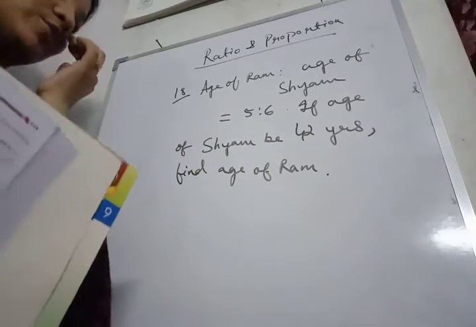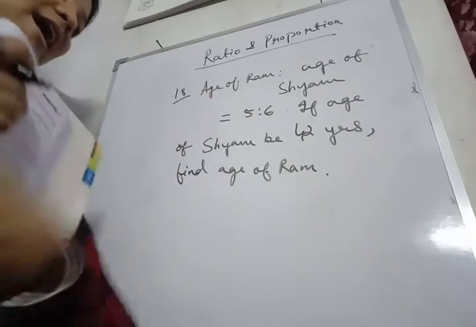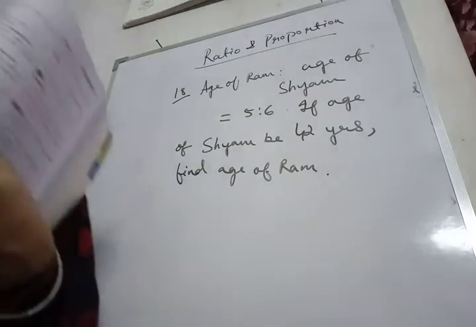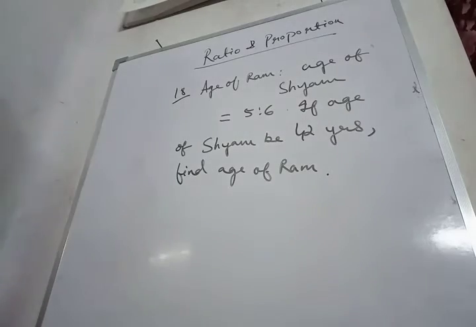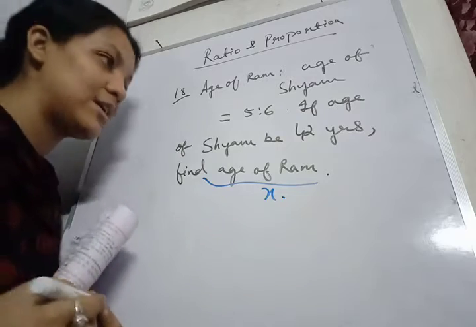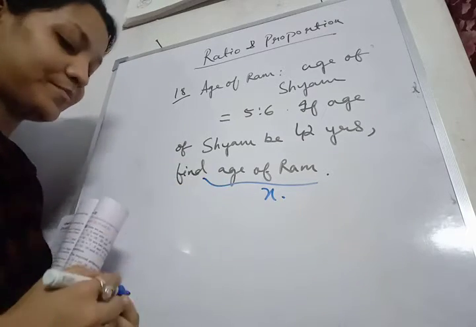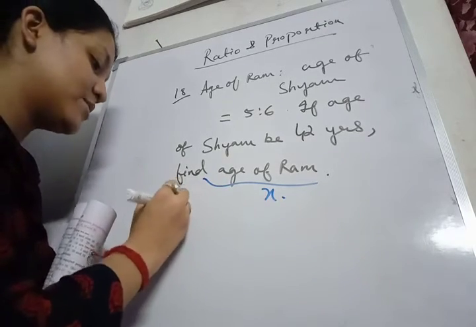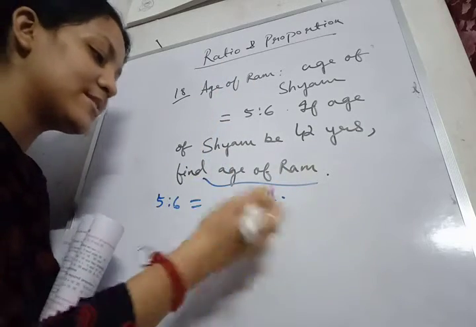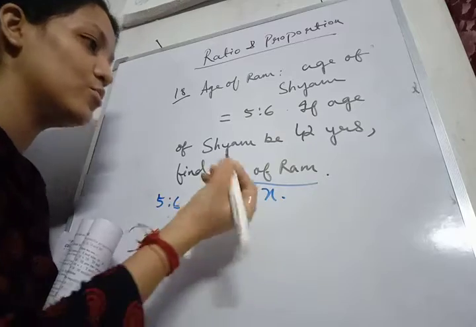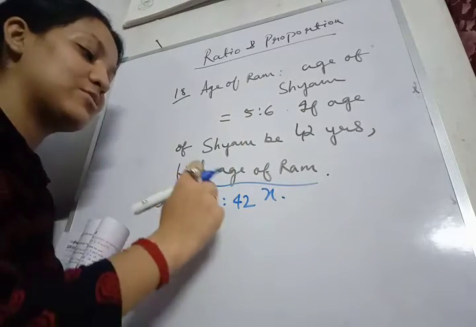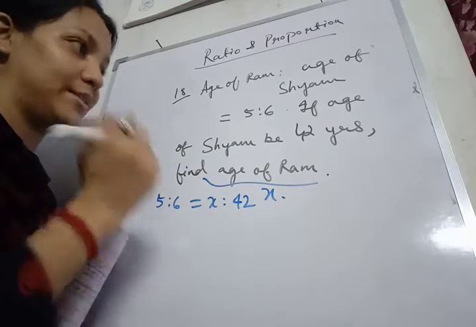So age of Ram is to age of Shyam is given 5:6 and age of Shyam is given. We have to find out Ram's age. So let Ram's age be x, as it is not given, we have to find it out. And we write 5:6. Since 5 belongs to Ram, on the right hand side we will be writing x is to 42 because Shyam's age is given as 42. And x represents Ram's age, we have to find it out.